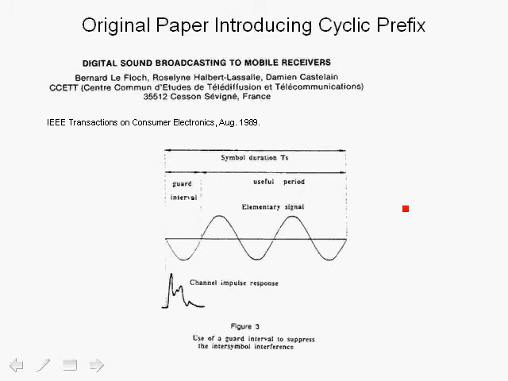Another very important paper is this paper published in 1989. In this paper, the cyclic prefix was introduced. The cyclic prefix allows for simple equalization using zero forcing in the frequency domain, since the cyclic prefix essentially gets rid of intersymbol interference that destroys orthogonality between the carriers in OFDM. So this was a very important paper in the development of OFDM.